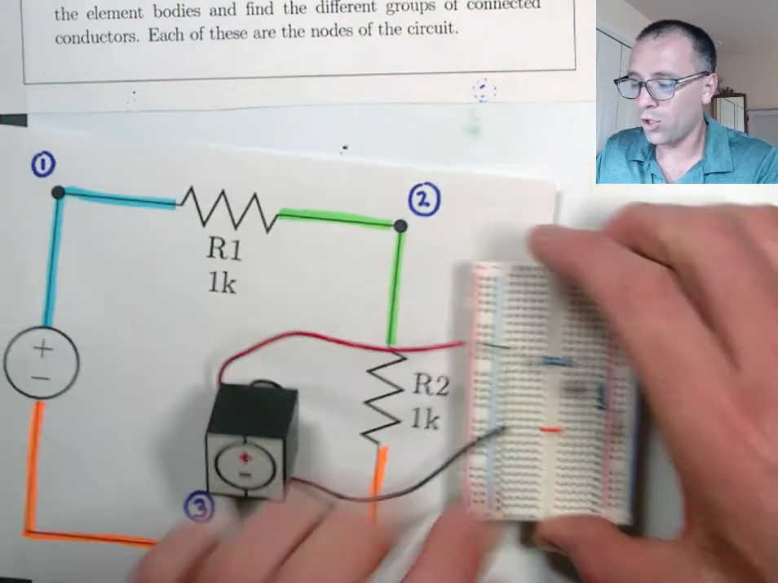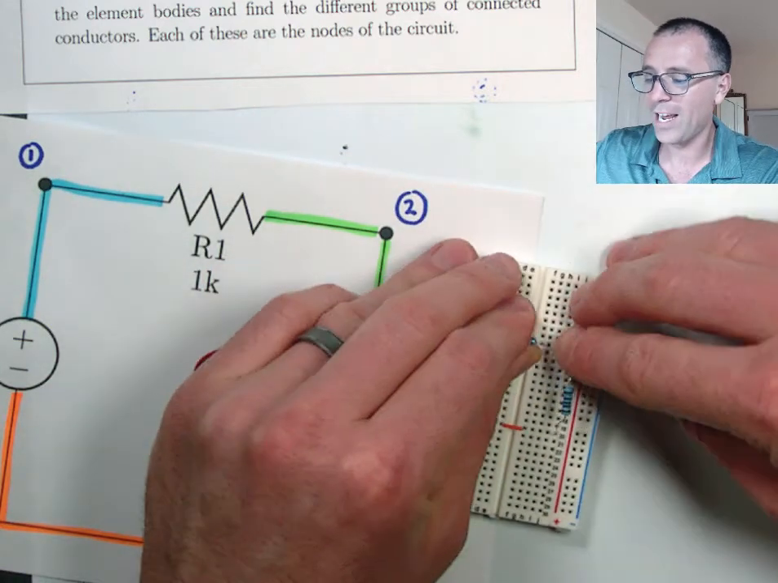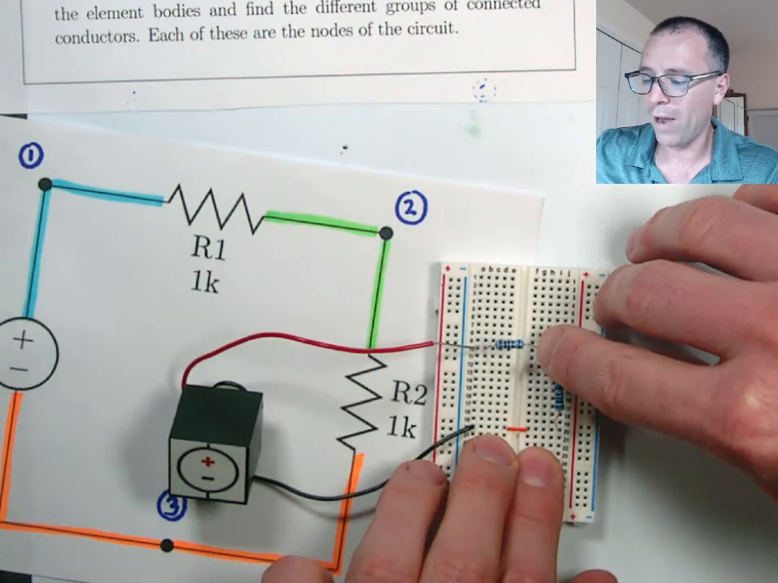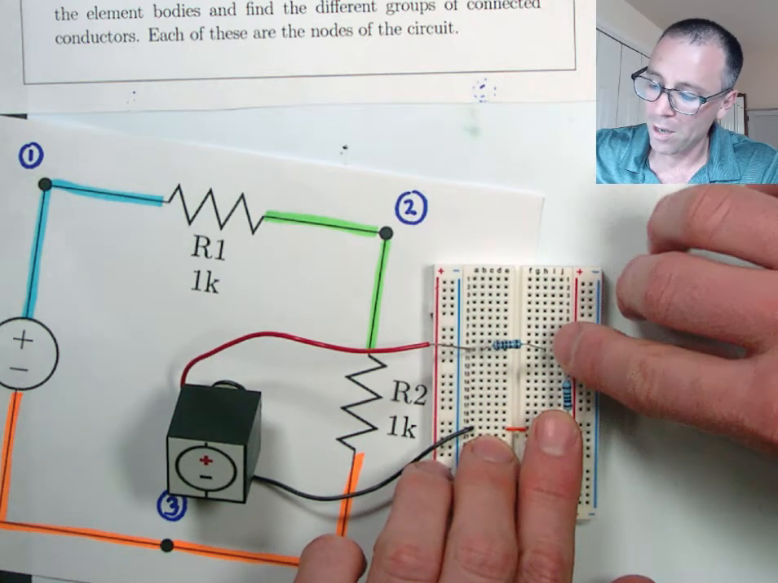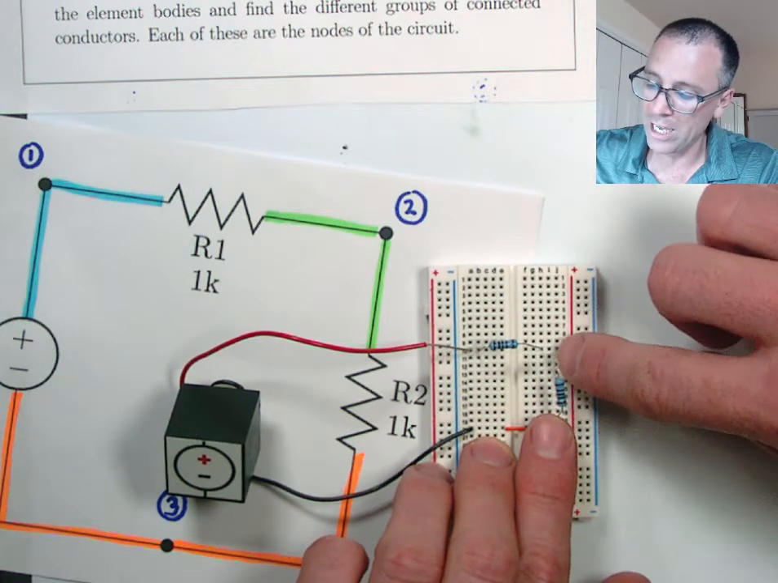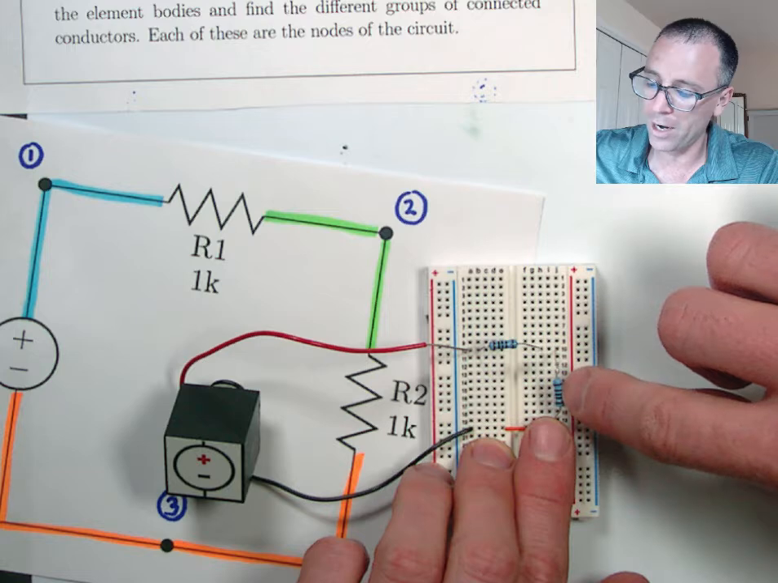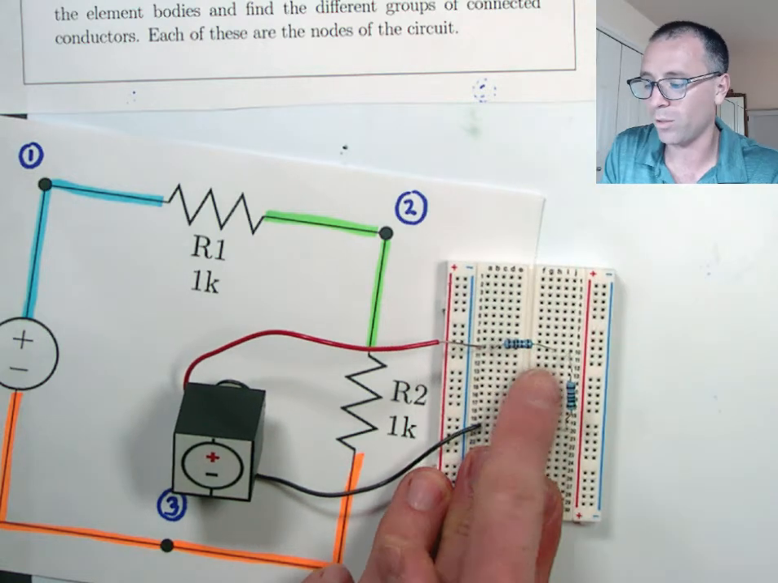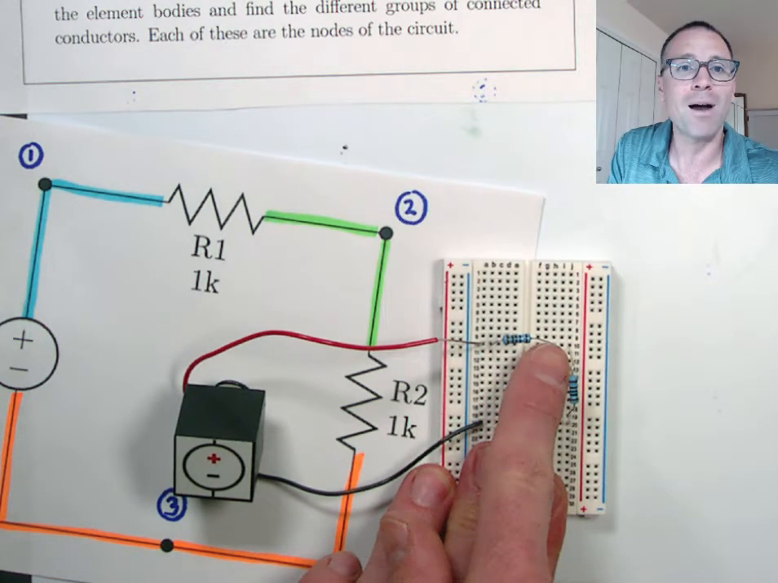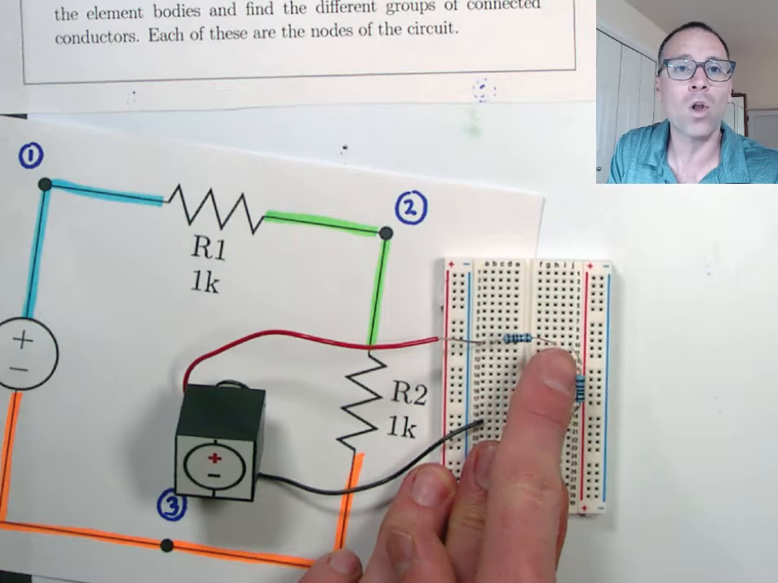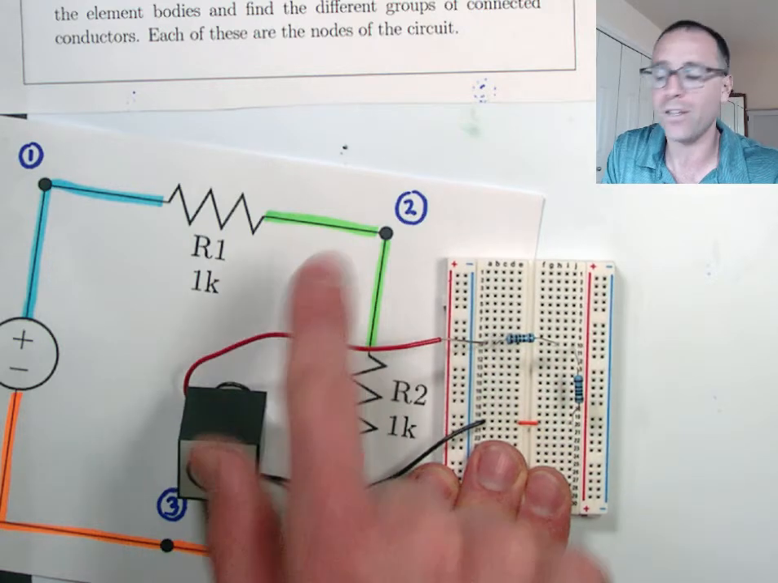When I look at node 2, it's the entire right-hand piece of wire on that resistor. I've got this piece of wire, this lead right here on the upper part of the body of that resistor, and then the contact strip. So that's all node 2. I could connect my multimeter anywhere along any of those pieces of wire and it would be the same node.